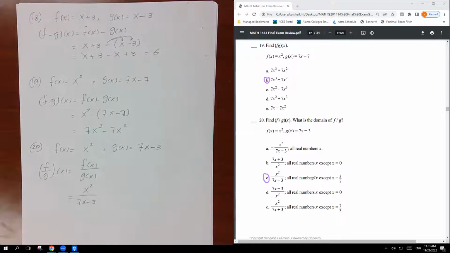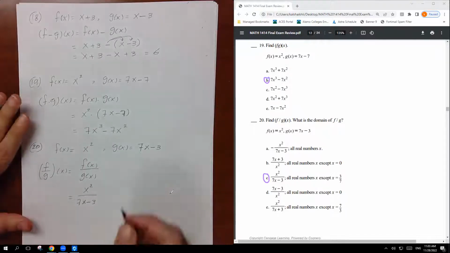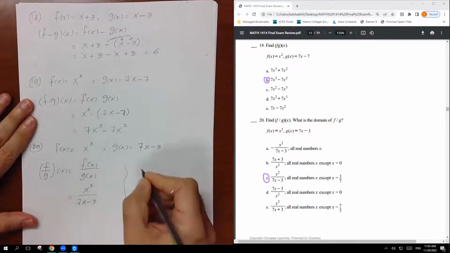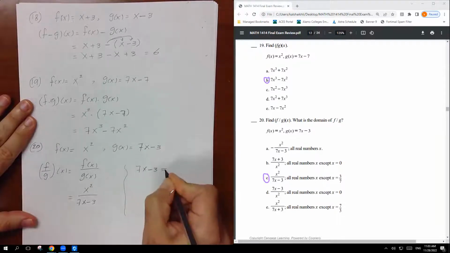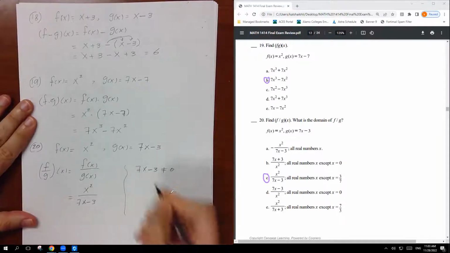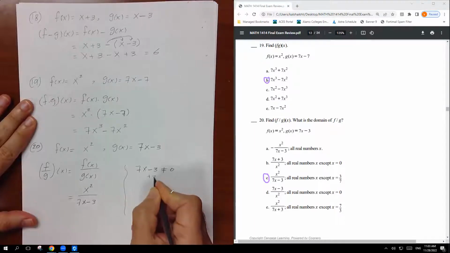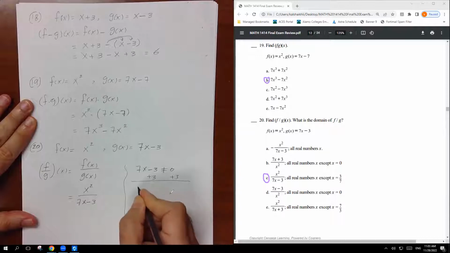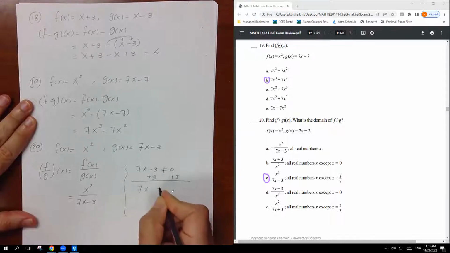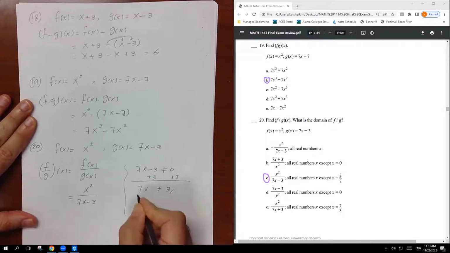And it says all real numbers except, and what's the domain? So to find the domain for this function, it's a rational function. So we're going to take the bottom part, which is 7x minus 3, not equal to 0. Solve this one. We're going to add 3. So it's going to be 7x not equal to 3. Then divide by 7.